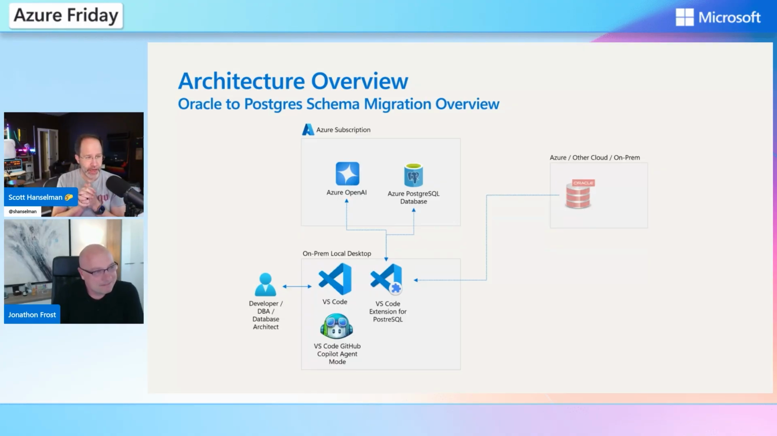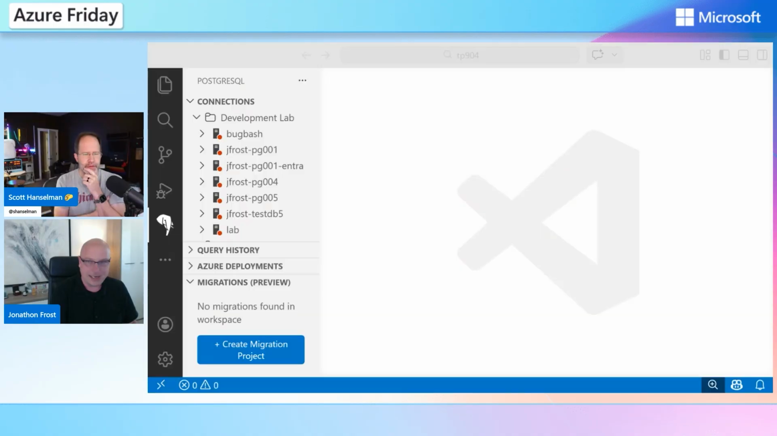So can we do one? Can we actually do it live? Absolutely. Yeah, let's just jump in. Let me pull up VS Code here, and we can run it together. So here I am in VS Code, and I have the extension installed. You can see we have our little elephant icon here for the VS Code extension.